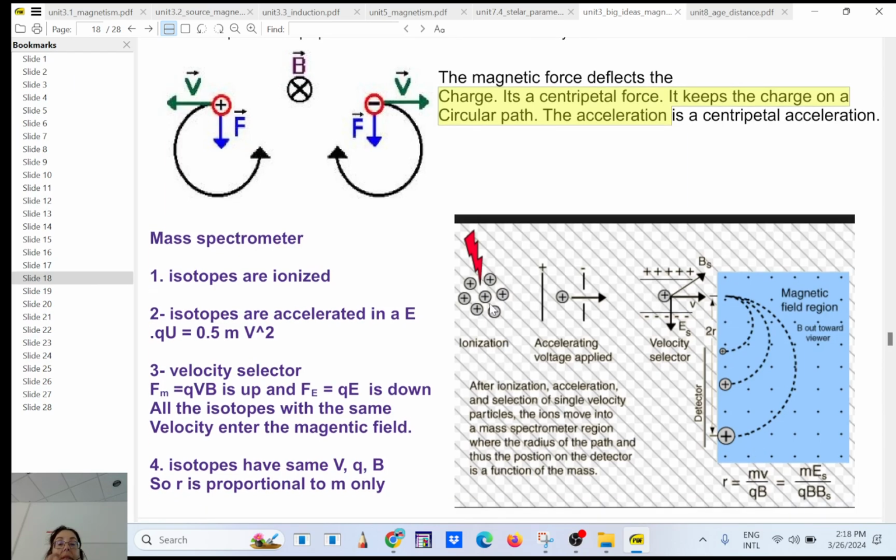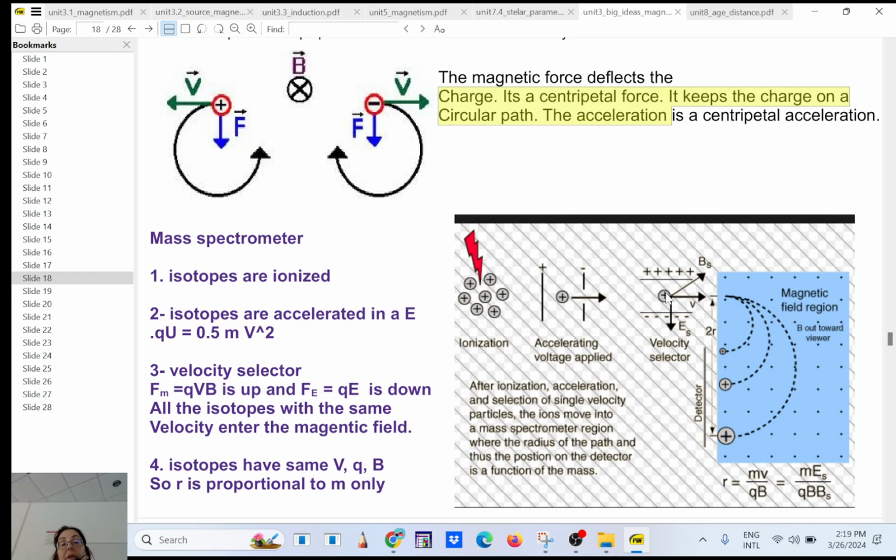So the only thing that will differ will be the mass. They don't have the same mass because they are isotopes. They have the same number of protons. So the only thing that differs will be the mass. Is that clear? I've said something wrong. All the isotopes have the same number of protons, the same number of electrons, but they don't have the same mass number because some of them have more neutrons and some of them less neutrons. So for that, you use a velocity selector.